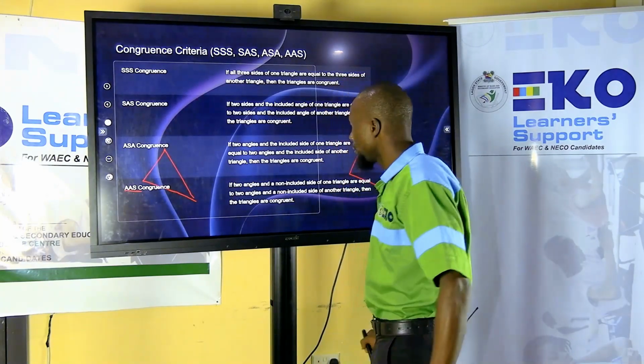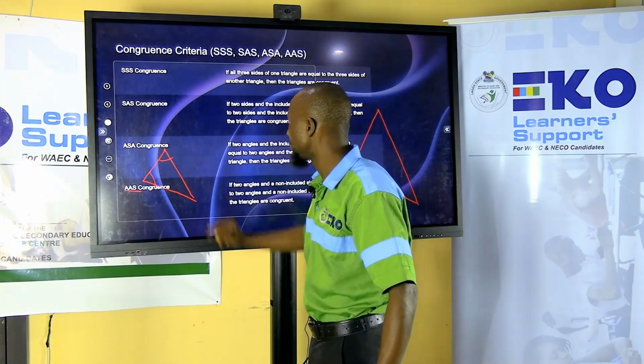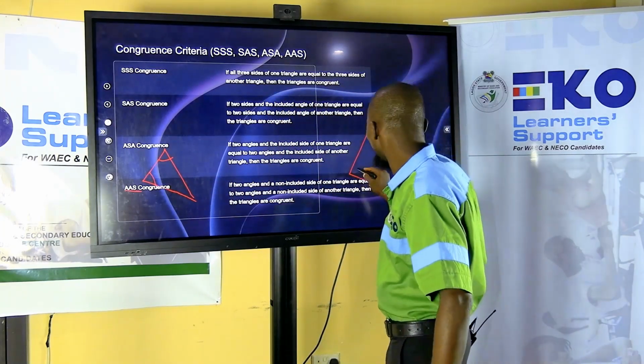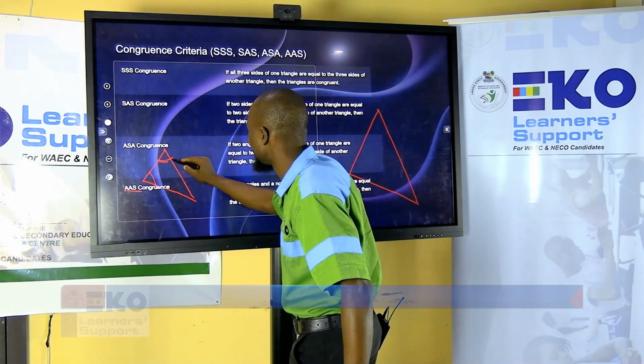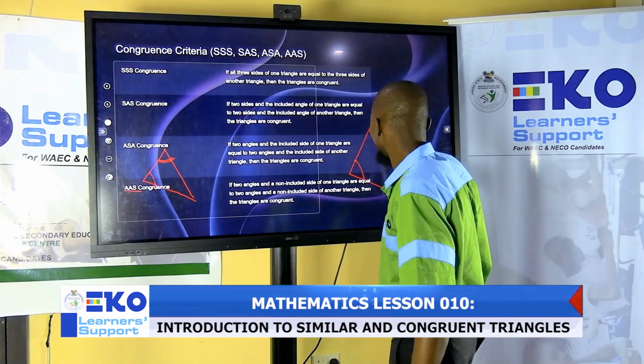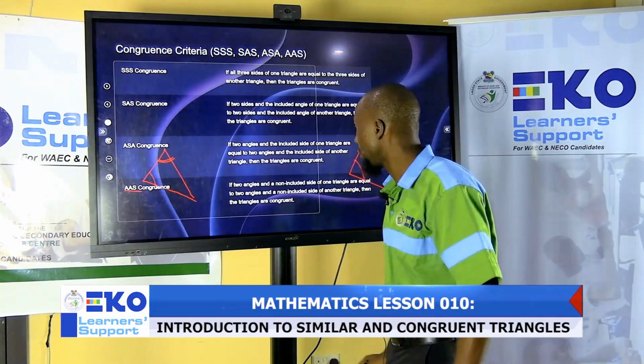Two angles are equal, possibly this angle and this angle are equal. So let me write this. This and this are equal. Okay?